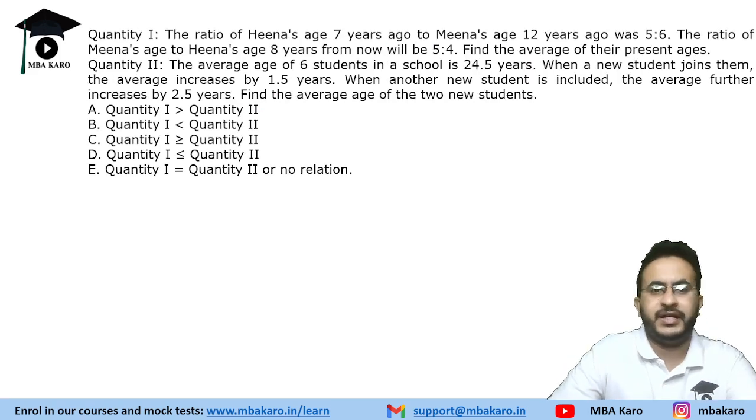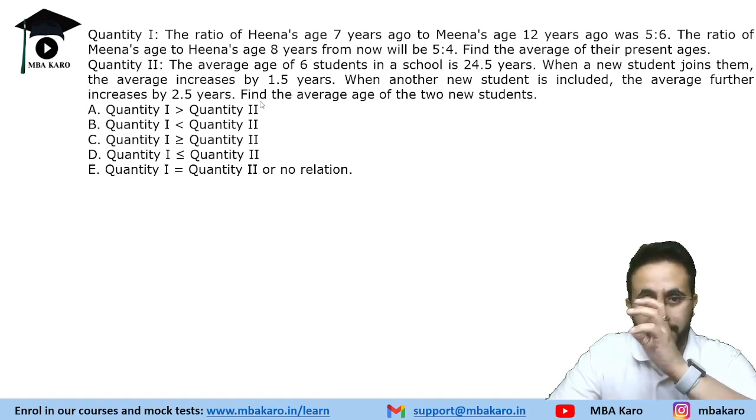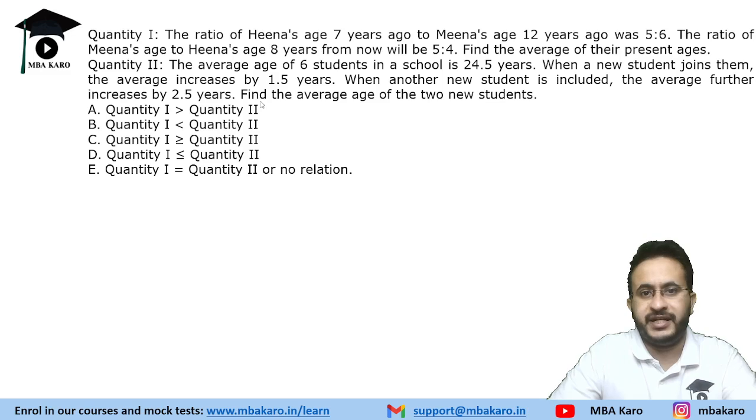The ratio of Hina's age 7 years ago to Mina's age 12 years ago was 5 ratio 6. The ratio of Mina's age to Hina's age 8 years from now will be 5 ratio 4. Find the average of their present ages.